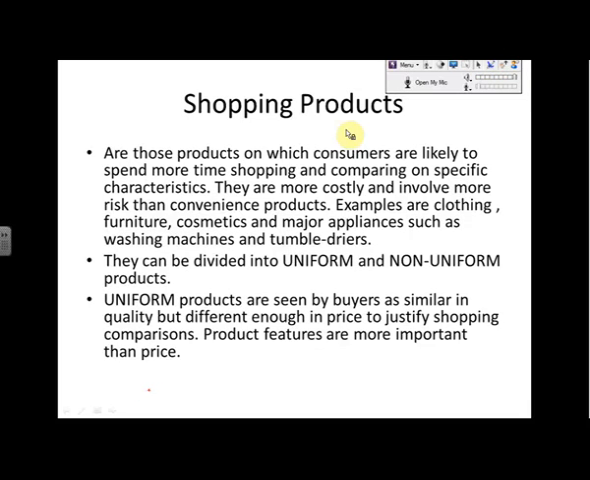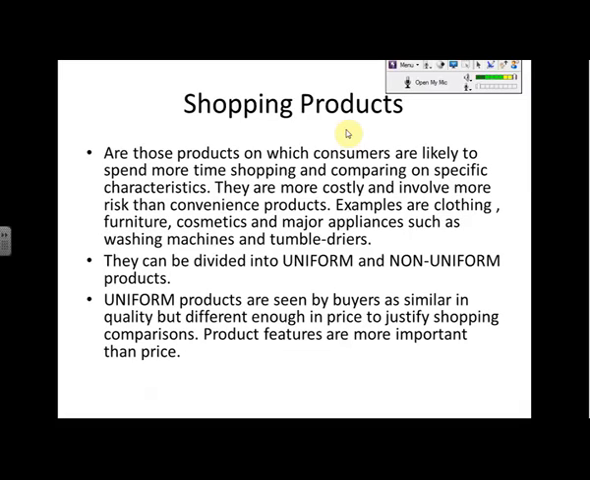Shopping products. These are products which consumers are likely to spend more time shopping and comparing on specific characteristics. They are more costly and involve more risk than convenience foods, right? Examples are clothing, furniture, cosmetics, and major appliances. They can be divided into uniform and non-uniform products. Uniform products are seen by buyers as similar in quality, but different enough in price to justify shopping comparisons. Product features are more important than price.